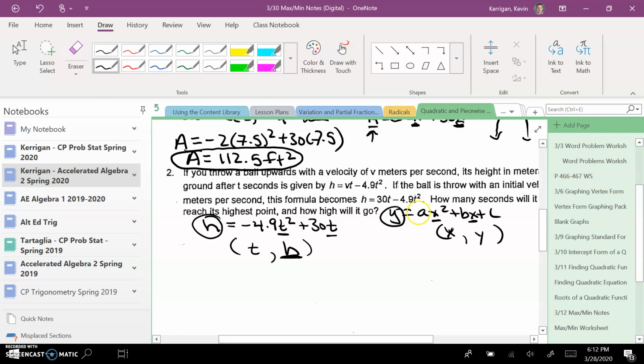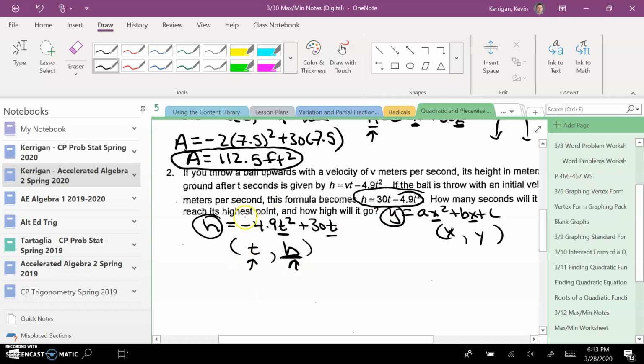Now in this case it's easy because I'm given what the equation is. Right here, that is the equation. So if I want to go through and figure out how long it takes to reach its maximum height, that is basically saying what is the time where it is at its vertex. And then if I want to find how high it actually is, that's just okay, then find the height after that given time. All right?